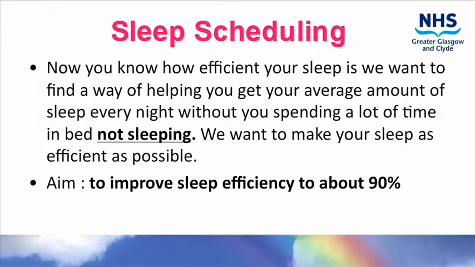Now you know how efficient your sleep is, we want to find a way of helping you get your average amount of sleep each night without you spending a lot of time tossing and turning in bed. The idea is to make your sleep as efficient as possible. You want your sleep efficiency to reach around 90%, which means that you want to spend 90% of your time in bed sleeping.